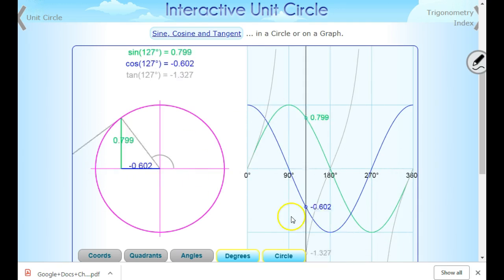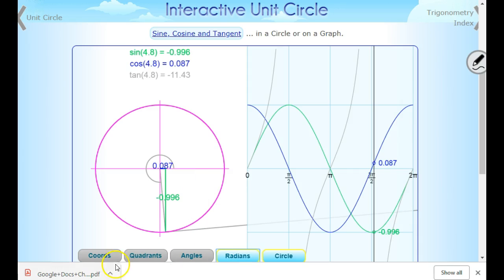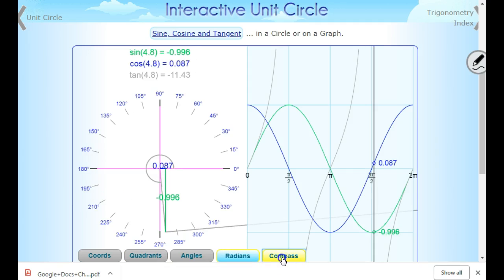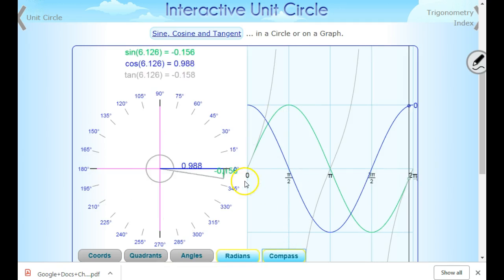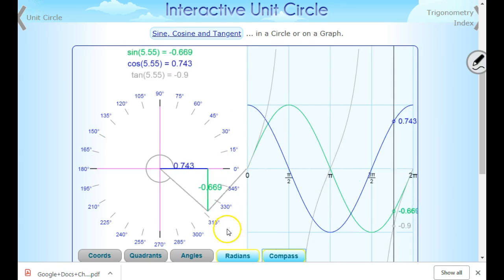This one is in degrees. We can change it to radians. All right. What else did I play around with? I don't remember. We could get rid of the circle and just look at the triangle as it goes around.